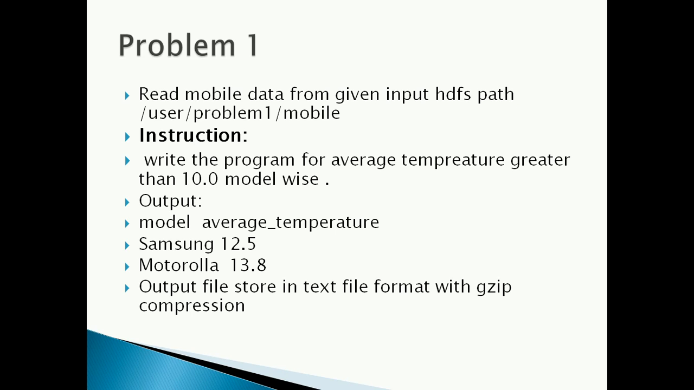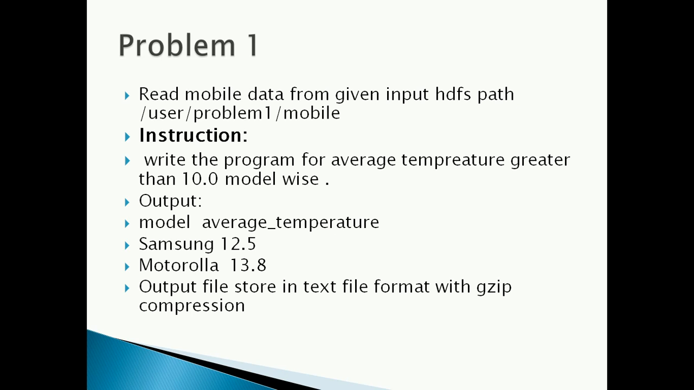It's mobile data, and after that you have to write the program for average temperature greater than 10.0, model wise. It means every handset: Samsung, Motorola, and Lenovo. There are so many handsets and so much data available. So you have to fetch it and write the queries in the data frame. Inside the data frame you have to write the query for average temperature greater than 10.0, model wise. Sometimes they add something like average temperature country wise, model wise and country wise.